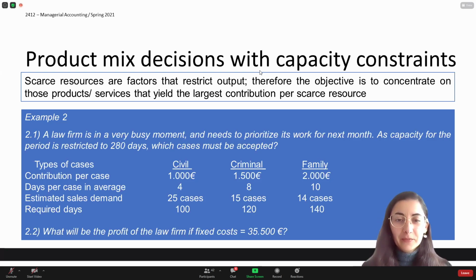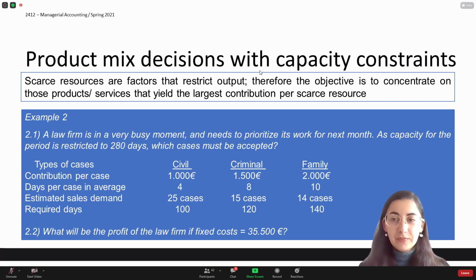So basically, we wanted to calculate the contribution margin per day. The scarce resource here would be the number of days. Exactly. So I would go with contribution per case divided by days per case. And we can see that civil will have a contribution margin per day of 250 euros. The criminal would be 187, and then family would be 200.